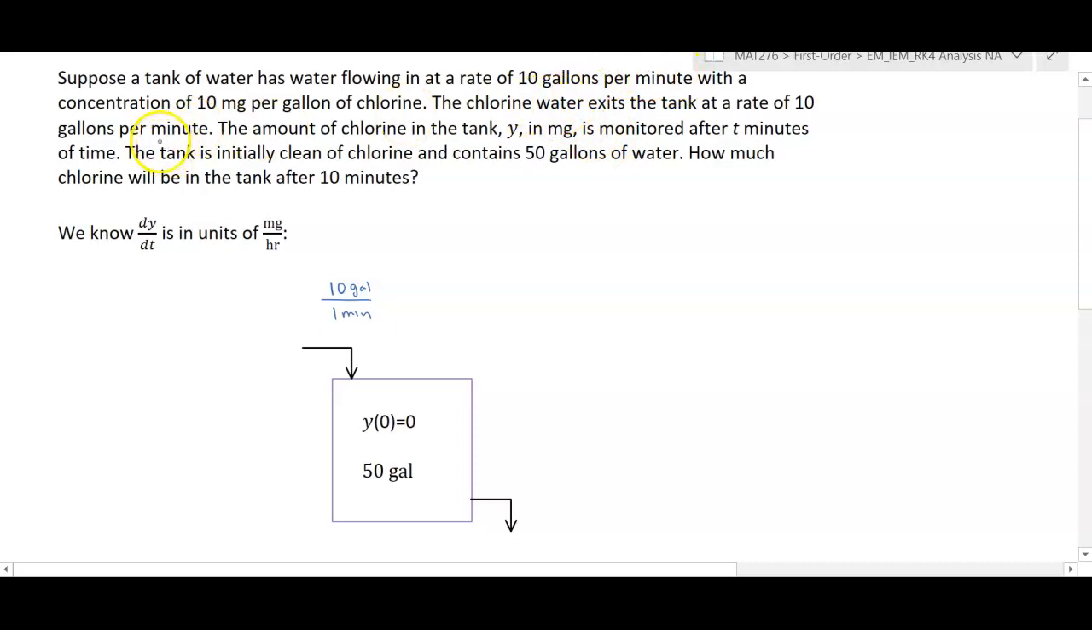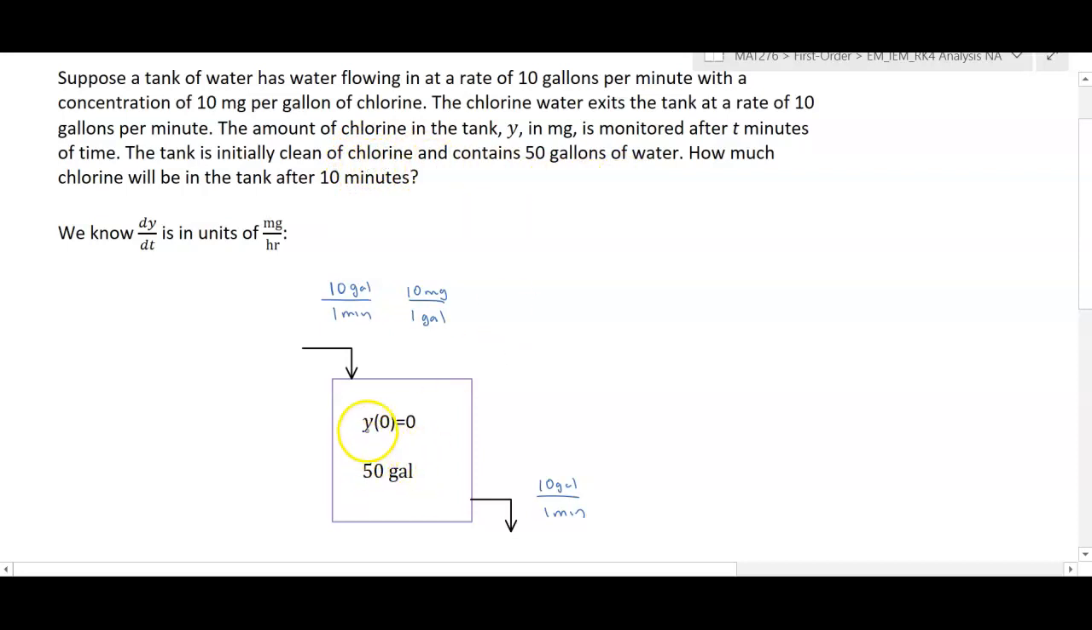And also coming in is a concentration of 10 milligrams per gallon of chlorine. So every gallon that comes in, there's going to be 10 milligrams coming in with each 1 gallon. So write that down. The chlorine water exits the tank at a rate of 10 gallons per minute. Okay, so we know that the same amount of water that's coming in is also coming out. The tank is initially clean of chlorine and contains 50 gallons of water.